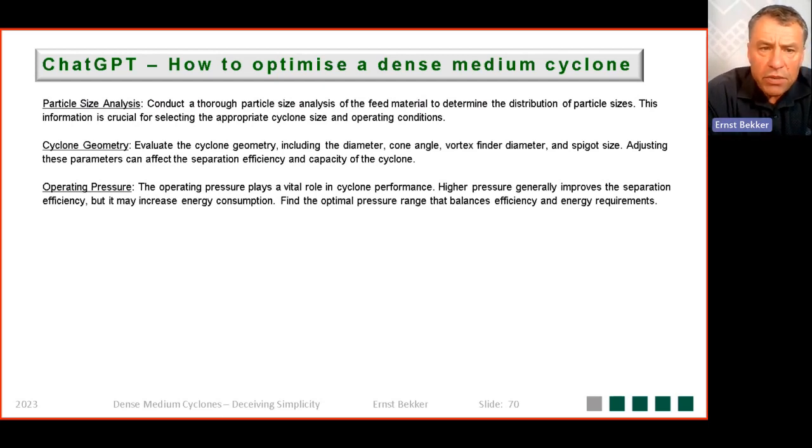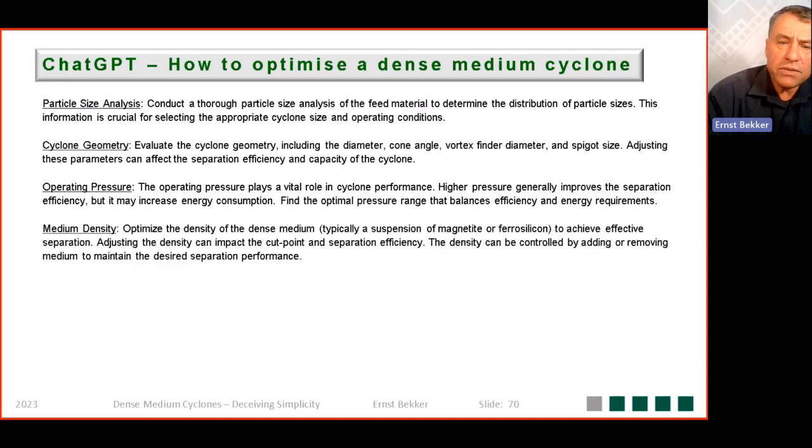Operating pressure, it indicates that it's quite important. And it indicates that higher pressures generally improve the separation efficiency, but it may increase energy consumption. Just be careful on this statement. Higher pressures impact on the differentials around a dense medium cyclone. So it's not necessarily improving the separation efficiency, but we need to operate at the correct operating head based on the supplier guidance.